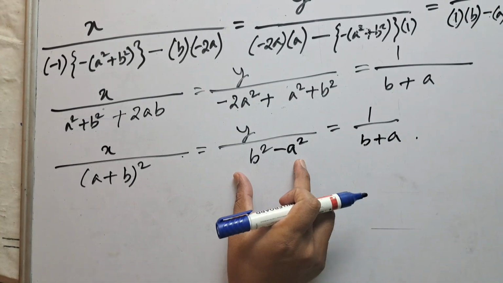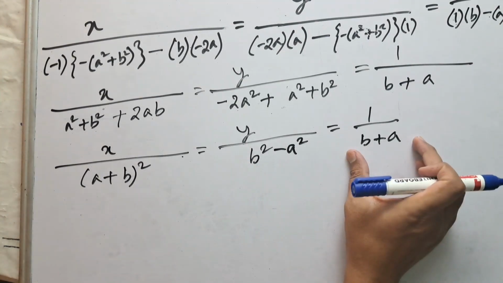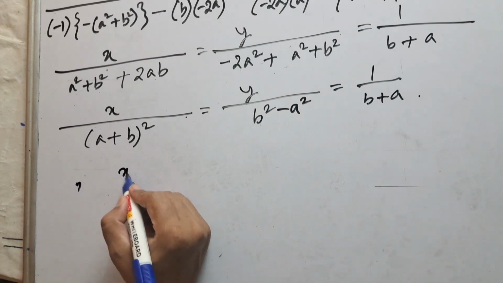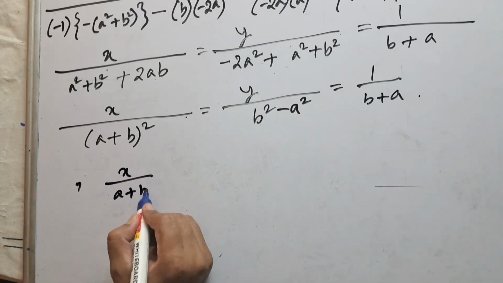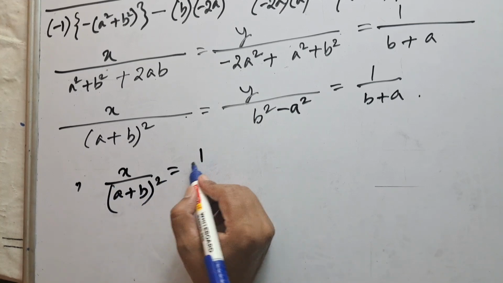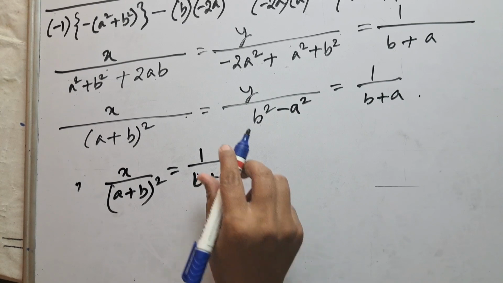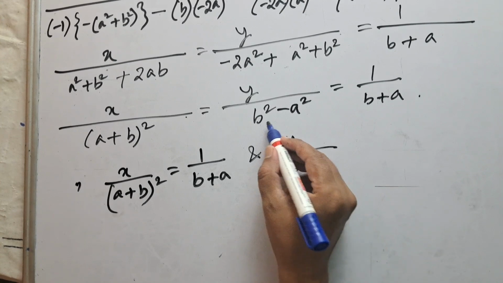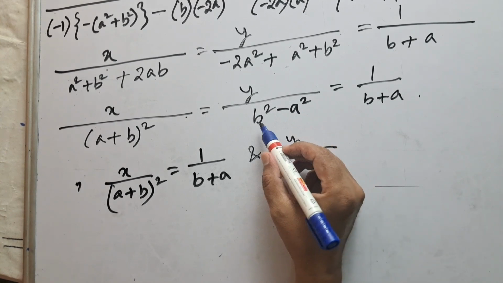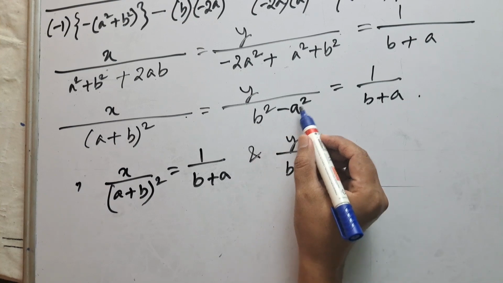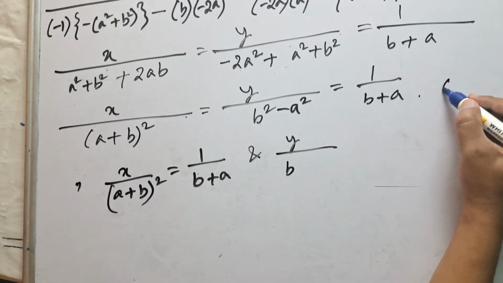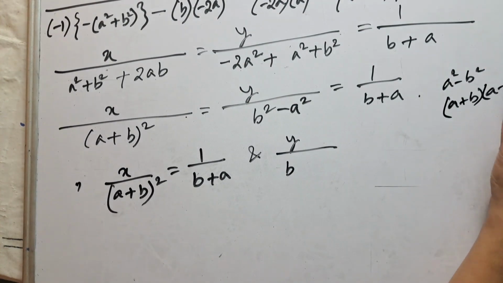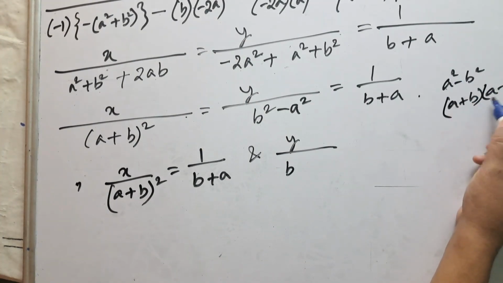So this number equal to this number equal to this number, which means this equal to this and this equal to this, isn't it? So let me write that. Or x upon a plus b whole square equal to 1 upon b plus a, okay, and y upon b square minus a square. We can assume this as a square minus b square. So a square minus b square is a plus b into a minus b, isn't it?